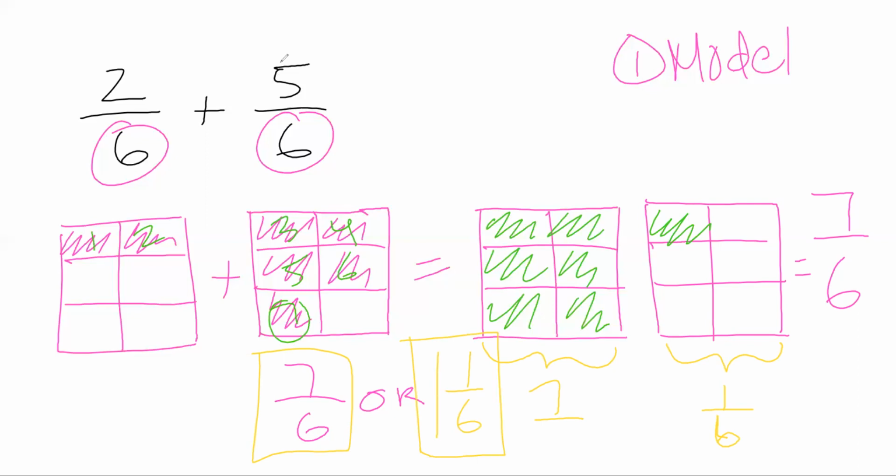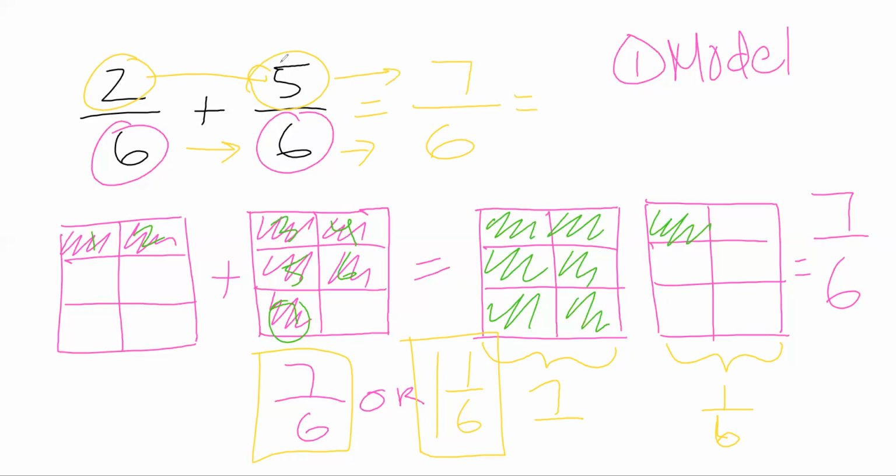So that's how we model this addition. But if we look at the trend, look, our denominator never changed. Really we just slide that over, and then we added our pieces. We added our numerators, 2 plus 5 is 7. And if I do it mathematically, I get the same thing: 2 plus 5 gets me 7, and the 6 stays the same.